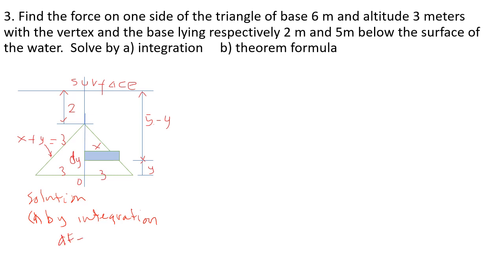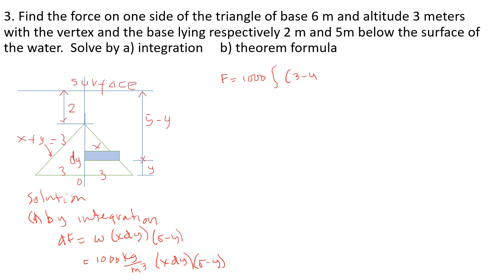dF equals W times x dy times 5 minus y, or equivalent to 1,000 kilograms per cubic meter times x dy times 5 minus y, or F equals 1,000 integral of 3 minus y times 5 minus y dy.